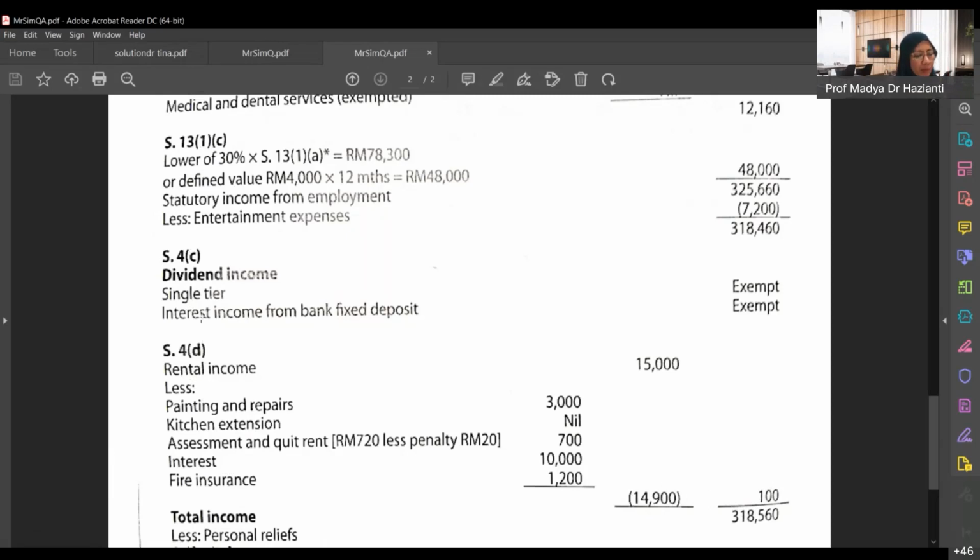Panjang soalan macam ni memang panjang. It's because there's a lot of information dekat dalam soalan. You have to know mana nak extract information yang mana nak kena extract dan kira.